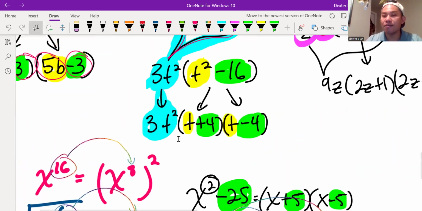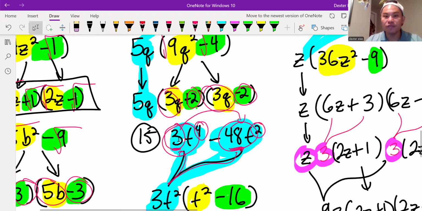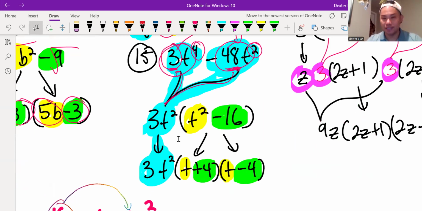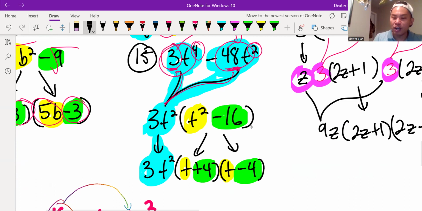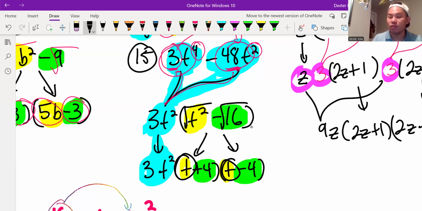You just have to have an explorative, experimental spirit when you take this test. Do not quit on it just because you don't see it. Keep going and find that factor. So after pulling out a 3, we're now in a common position of t squared minus 16. Square root of t squared is t, square root of 16 is 4, and it factors out into the difference of two squares.